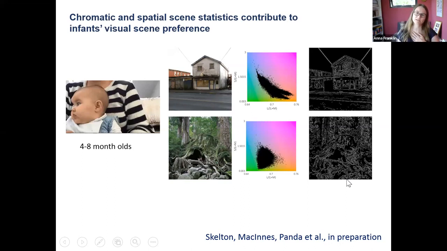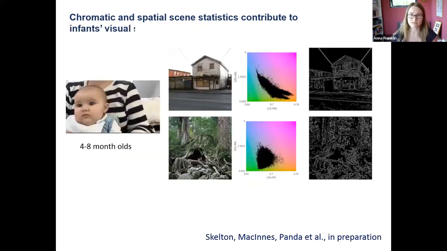And what we find is that 90% of the variance in how long infants look at an image can be explained by a combination of the chromatic and the spatial properties of the scene. And in particular, infants are particularly driven by how saturated the scene is and how much chromatic contrast there is. I should say also actually that we're just starting to apply this method to look at infants' response to art and to see what chromatic properties of art infants are sensitive to.